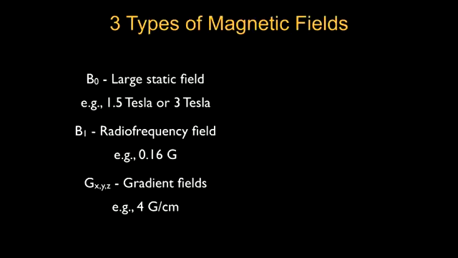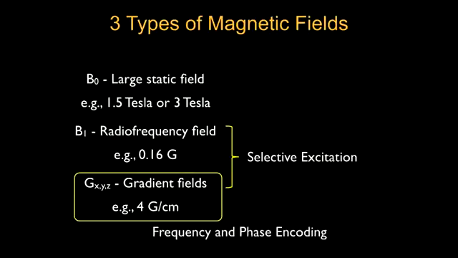So let's go back to the three major types of magnetic field: B0, B1, and gradient. Using a gradient and a B1, you can excite a specific location. That's what we covered before. And after that, using a gradient field, you can create so-called frequency and phase encoding. And by using the frequency and phase encoding, you can form an image.